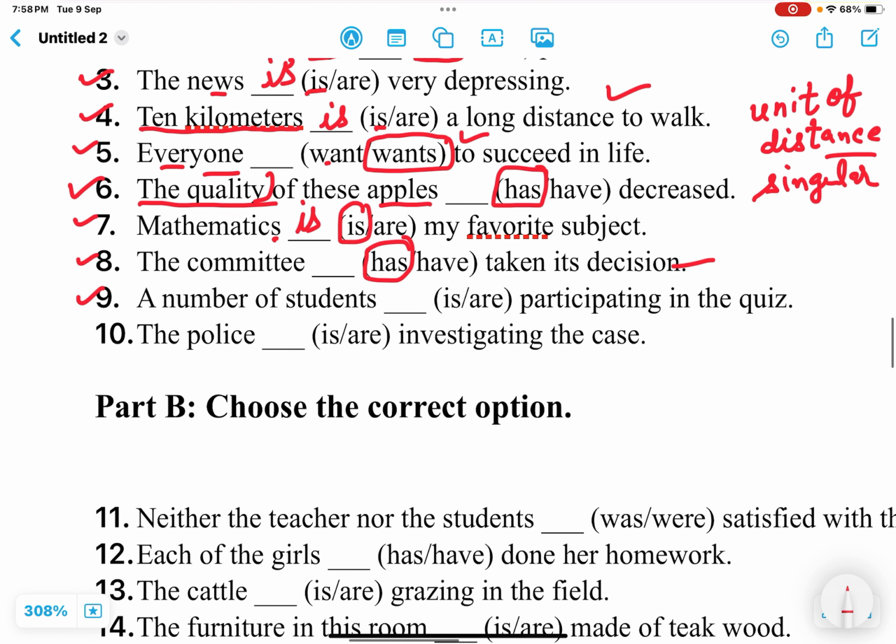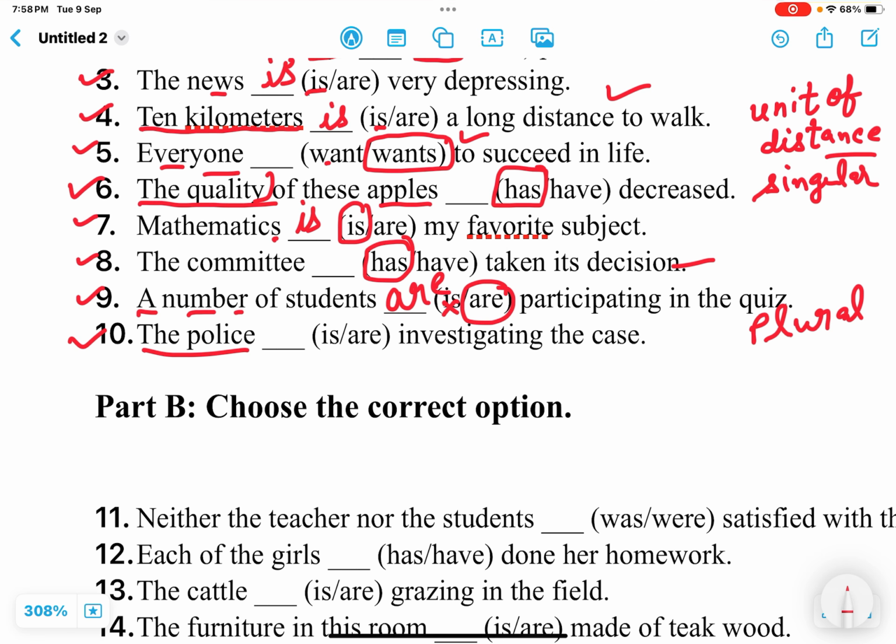Next, a number of students. Now see, a number of means more than one, so many students. So here the subject is plural. Finally, we have got one plural subject. So a number of students are participating, with are, is the correct answer here. Are participating in the quiz.